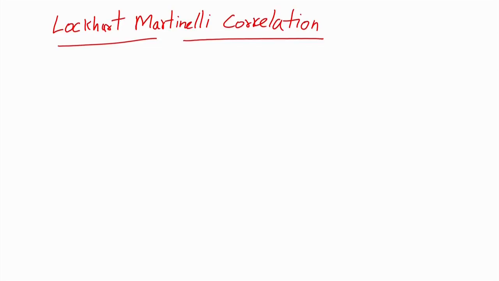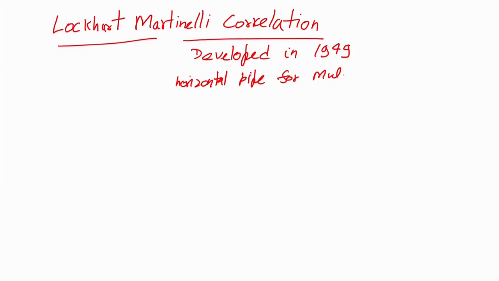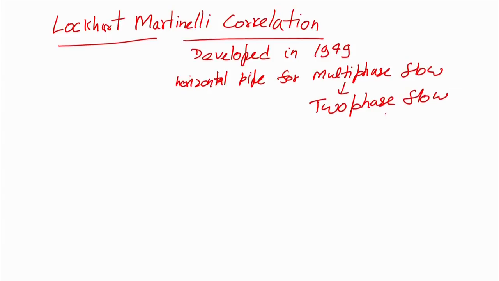It is one of the oldest correlations, developed in 1949, to calculate delta p in a horizontal pipe for multiphase flow. Actually, I will say it is not for multiphase flow, but for two phase flow, mainly the two phases gas and liquid.